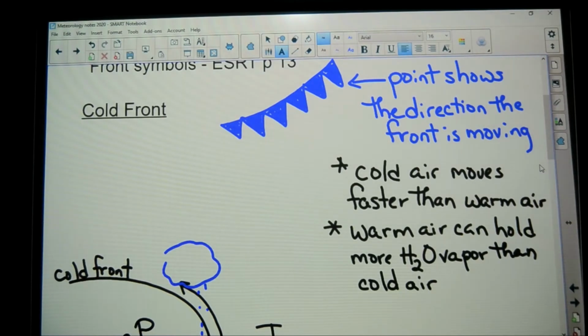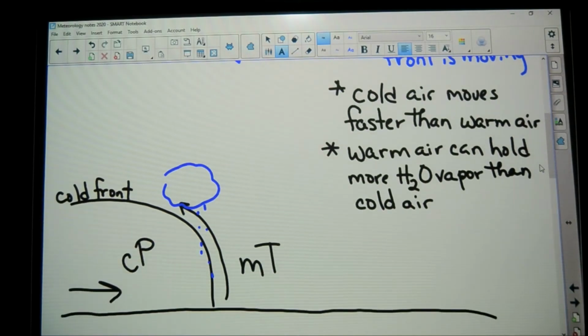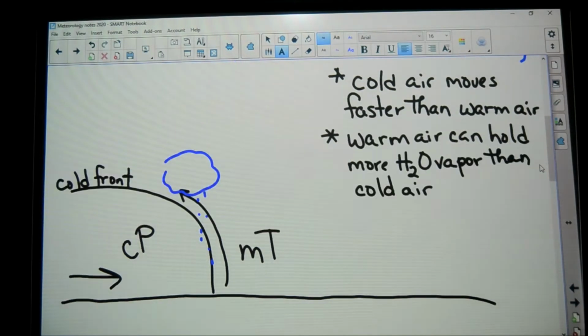So key is, as I said before, warm air can hold more water vapor than cold air. Keep that in mind for later. Here's our cold front. Now, cold air moves faster than warm air, so you have that curvature.